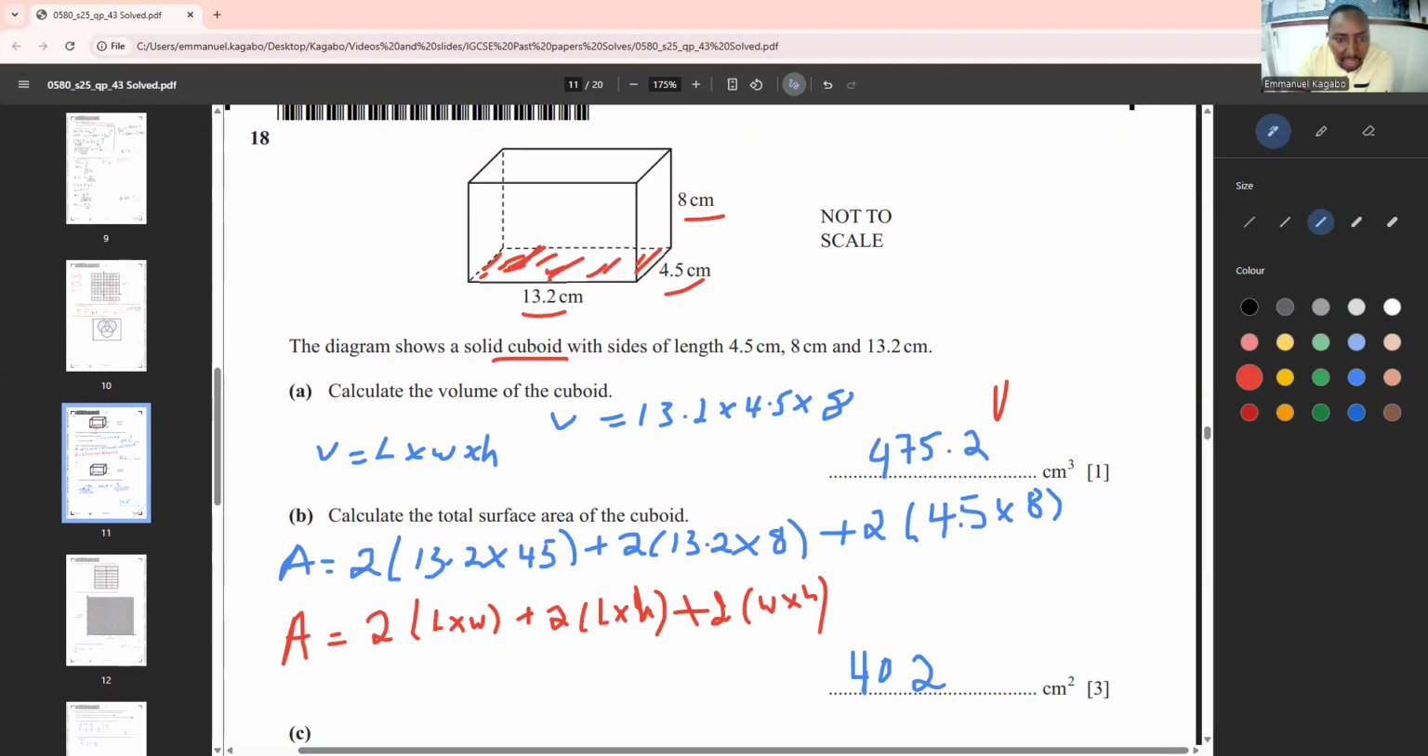So the rectangle, to get its area, will be this one times that. But this bottom part is exactly the same as that. That's why there is times 2 here. And that's why the formula is like that.